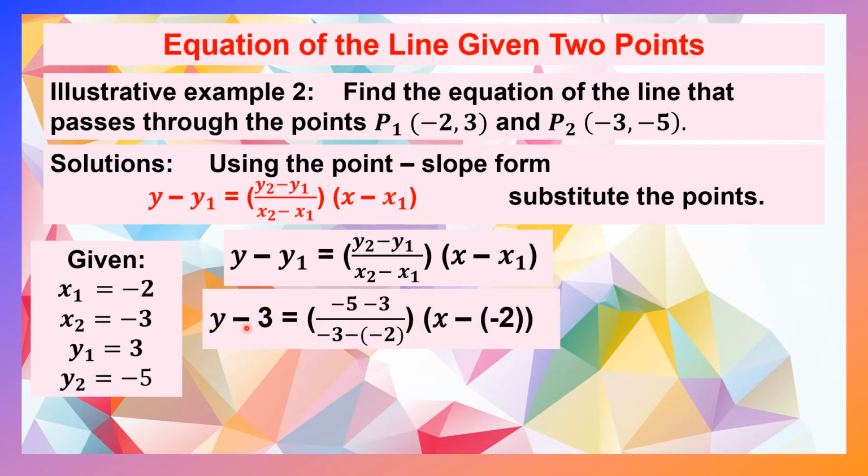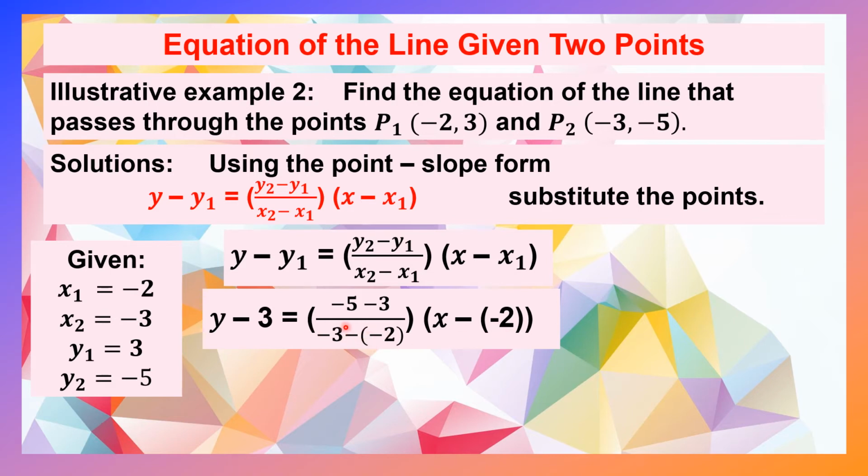So, y minus, our y sub 1 is positive 3. Then, copy the equal sign. And then, substitute again. Our y sub 2 is negative 5, minus, y sub 1 is positive 3, over, our x sub 2 is negative 3, then minus, our x sub 1 is negative 2, times the quantity x, minus, our x sub 1 is negative 2.